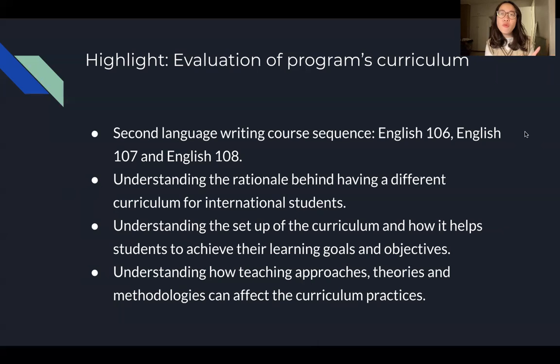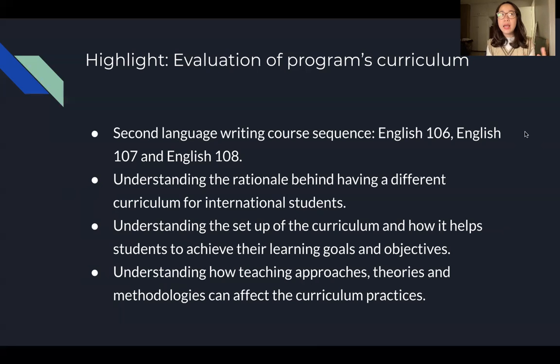And in order to know the placement of these students, every student would need to take a placement, even if they submit their TOEFL or IELTS score to the university with the writing scores on those reports. They would still need to go through a placement from the second language writing program, and then from there they will be put into either English 106 as the beginning class or English 107 as the beginning class.